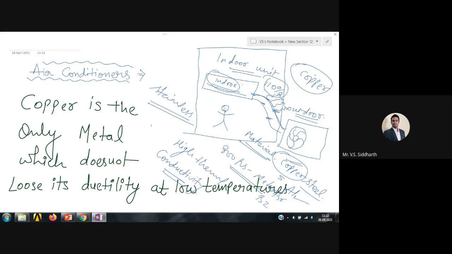So what will happen if you give a sudden jerk to a tube made of another metal? It will become brittle. It will break. So copper is the only metal which will not lose its ductility at low temperatures, right? All the other metals will become brittle. And if they become brittle, what will happen?